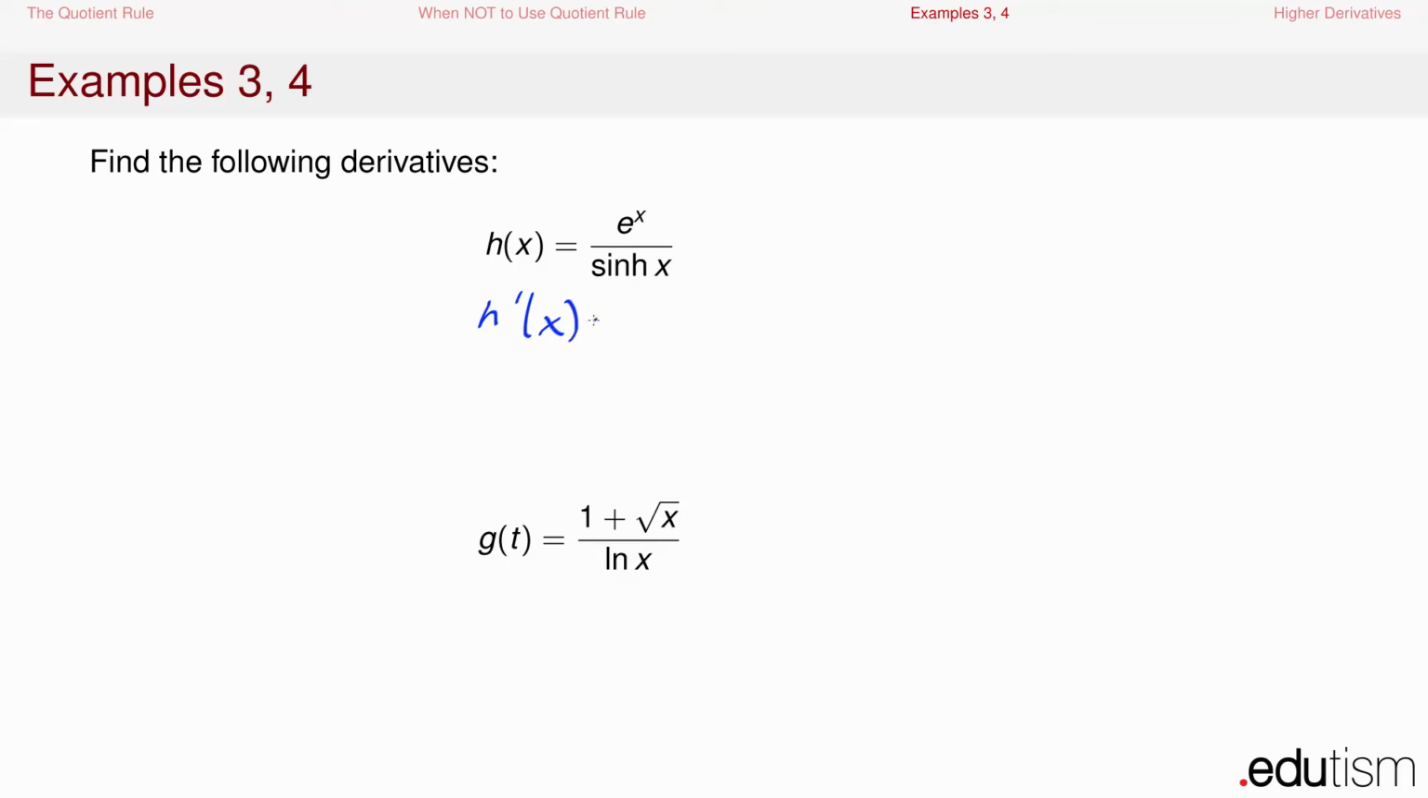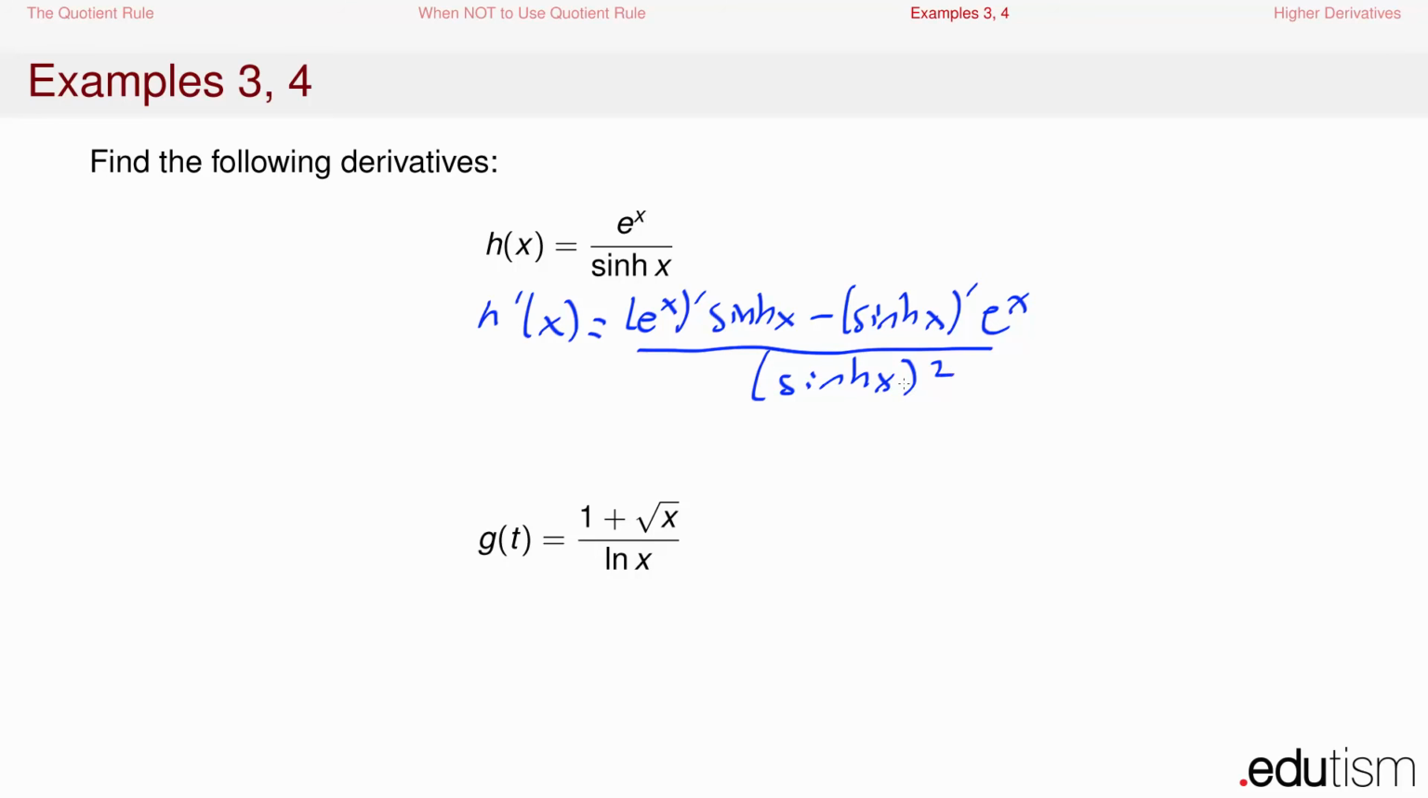h prime of x is going to be the derivative of the top times the bottom, minus the derivative of the bottom, which is sinh of x, times the top, which is e to the x, all over sinh of x squared. Derivative of e to the x is just e to the x, multiplied by sinh of x. The derivative of sinh of x is cosh of x. Multiply that by e to the x. And sinh of x squared we can rewrite as sinh squared x.